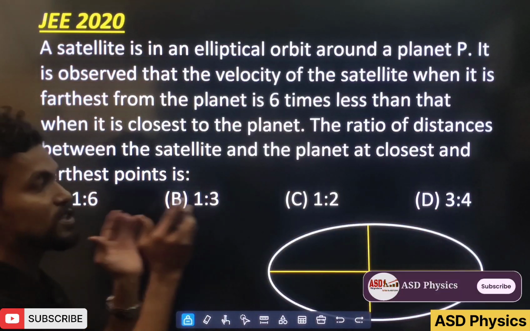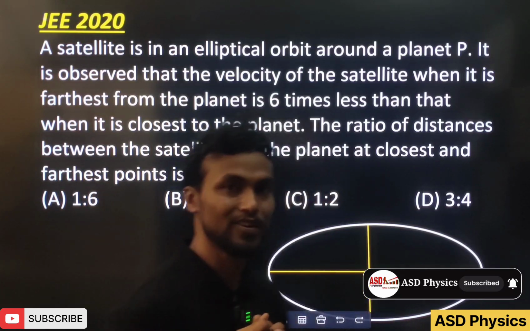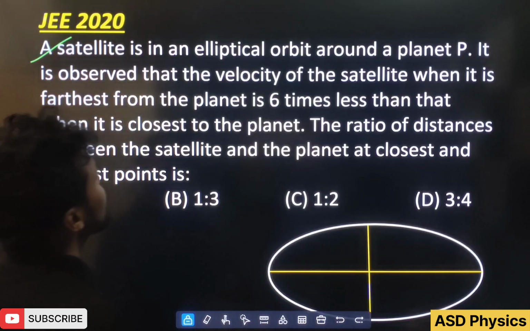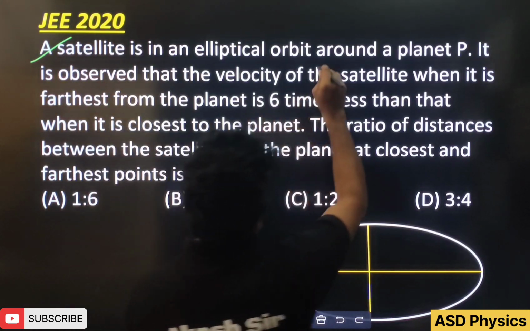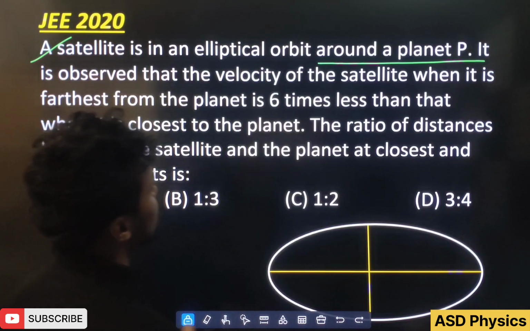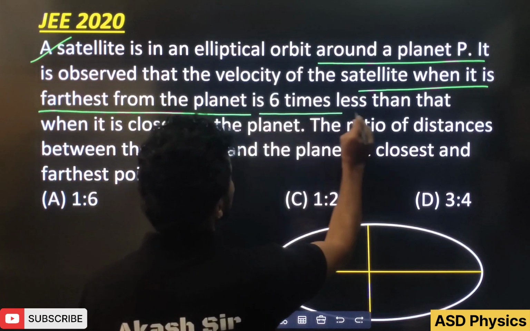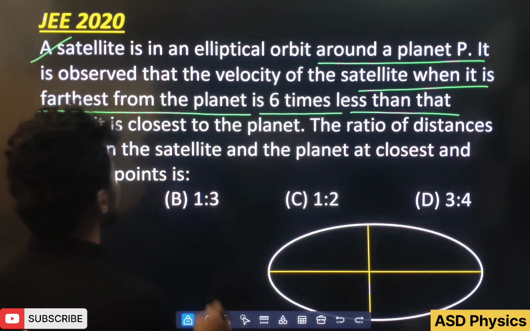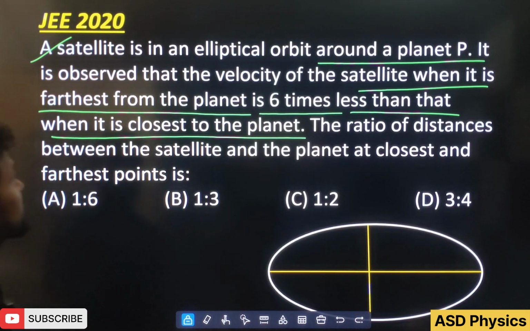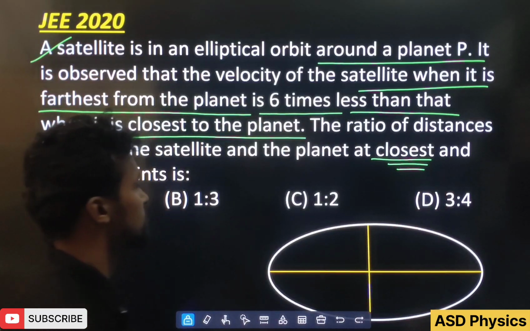Now the Kepler's law based questions are coming. If you have seen my previous video, you will understand all the things very well. So let's see the question. J2020 question is here. A satellite is in an elliptical orbit around a planet P. It is observed that the velocity of the satellite when it is farthest from the planet is 6 times less than that when it is closest to the planet. The ratio of distances between the satellite and the planet at closest and farthest point is how much?